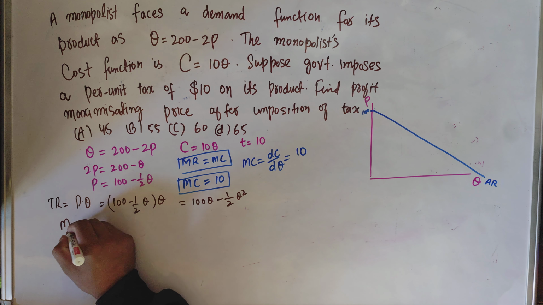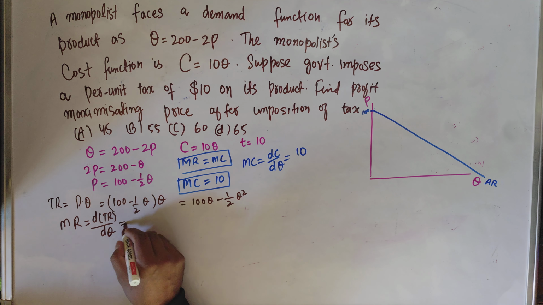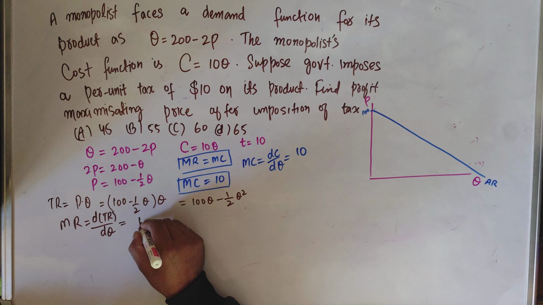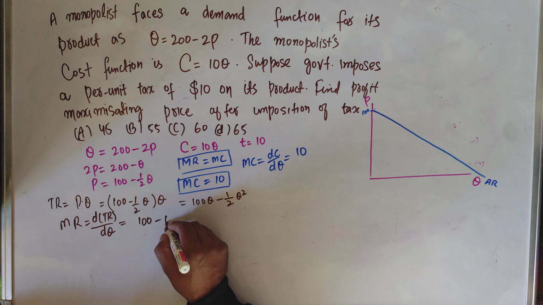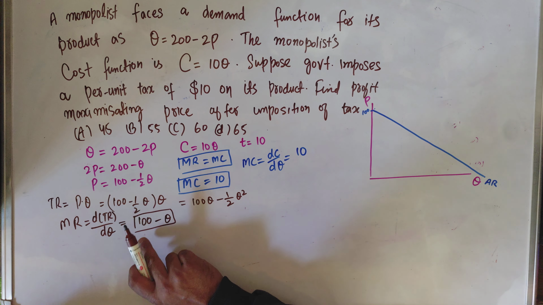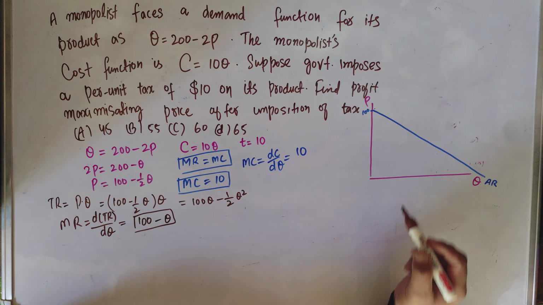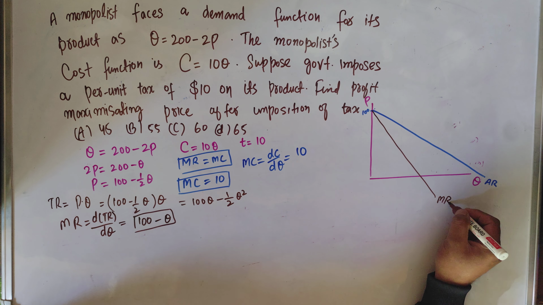What is marginal revenue? The change in the total revenue due to the change in the output, the derivative of the total revenue function with respect to Q. Derivative of Q is 1. We are left with 100 minus the derivative of Q squared, which is 2Q. So the 2 and 2 get cancelled. We get only Q. This is our marginal revenue function, 100 - Q. Same intercept, but the slope is twice that of the average revenue function. So this is our marginal revenue function.